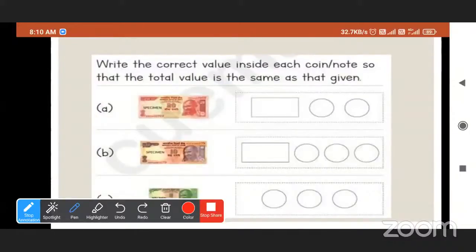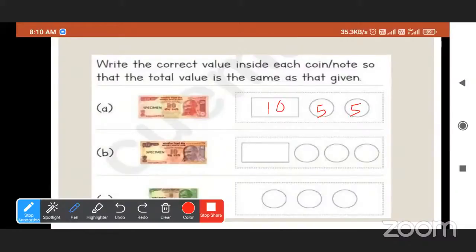So what is the answer? Okay. If 20 rupees, so if we write 10 rupees here, this is a note of 10 rupees, and these two are coins of 5 rupees. So what is the total amount? 10 plus 5 plus 5, 20. Okay. So in this way we have to split it.